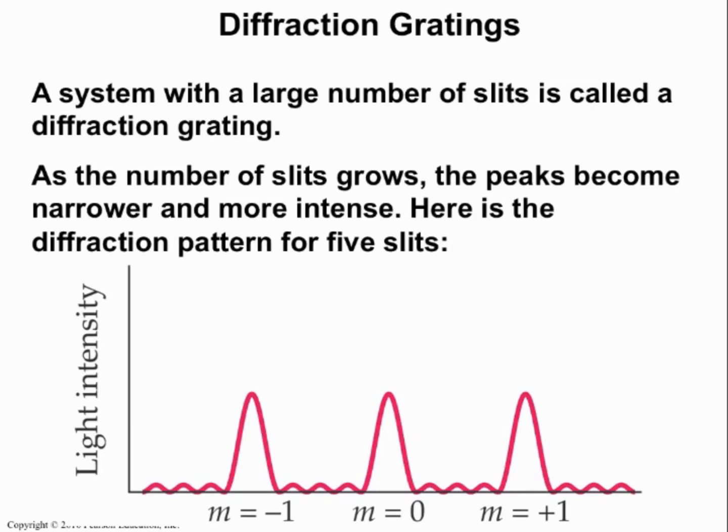A system with a large number of slits is called a diffraction grating. As the number of slits grows, the peaks become narrower and more intense. Here's the diffraction pattern for 5 slits. So basically, you can think of multi-slit diffraction as just kind of a bigger example of two-slit diffraction. You're going to get the bright fringes and the dark parts as well, depending on interference. And this is definitely more common.